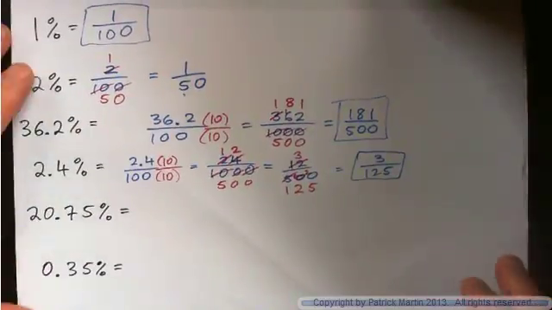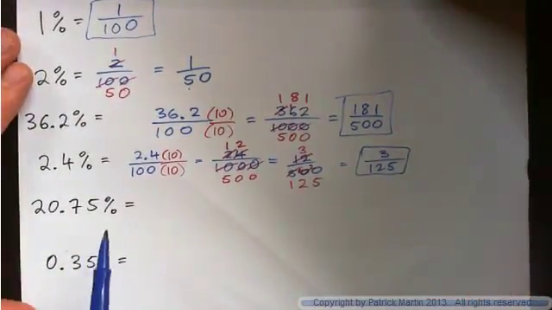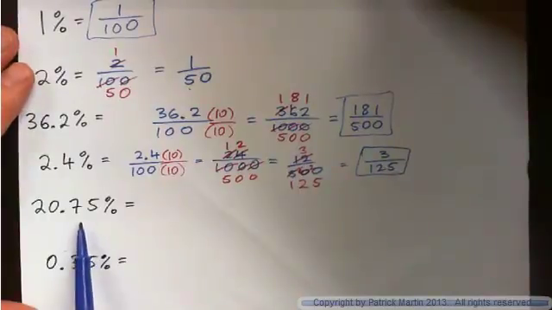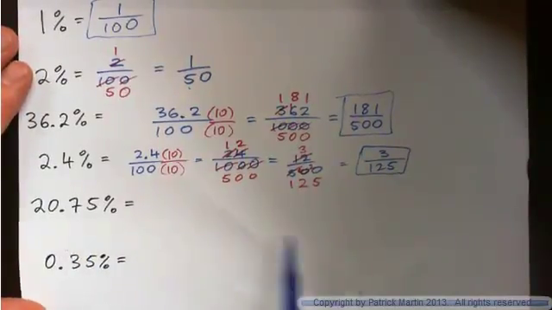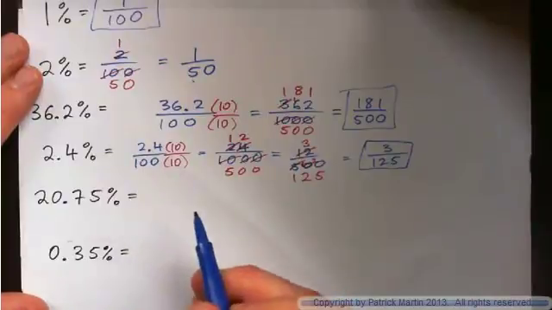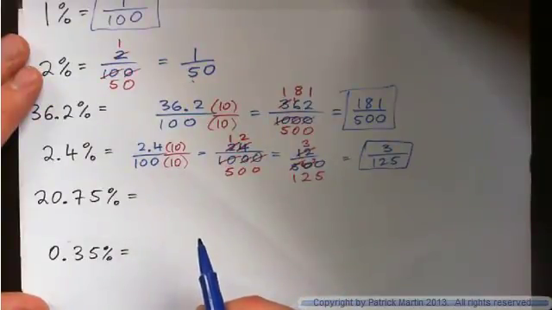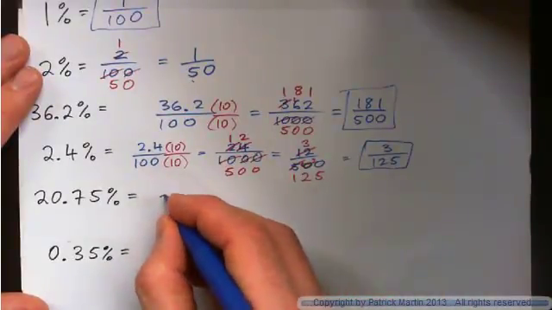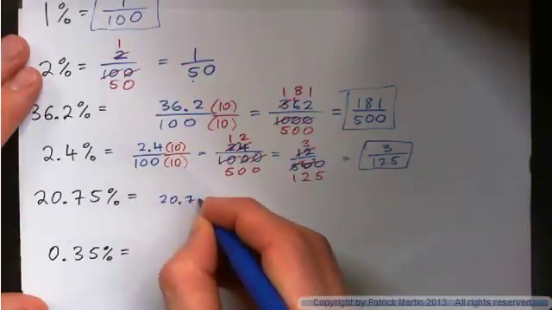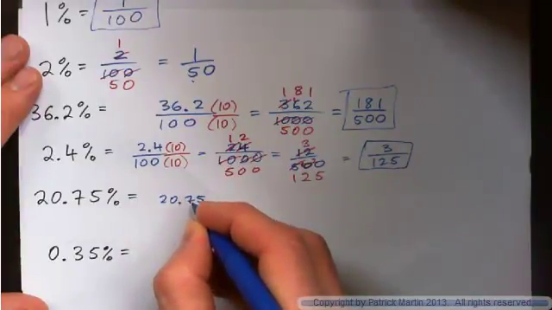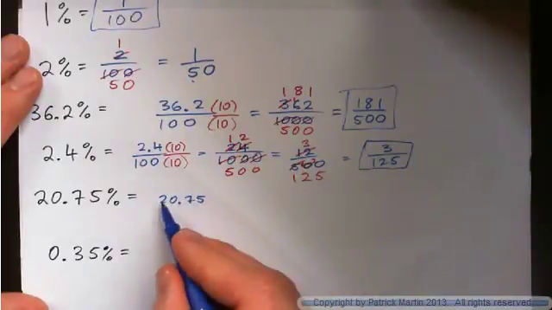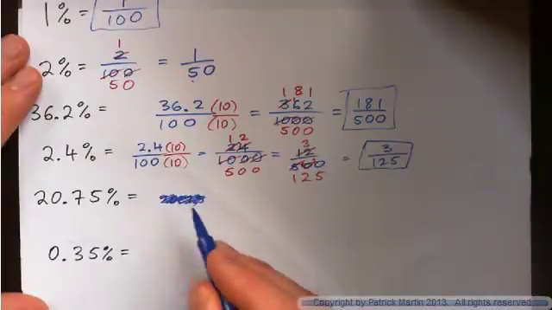Okay. 20.75%. Ooh, my goodness. Put that as a fraction in lowest terms. Well, first of all, it is 20.75. Oh, hold on a second. What am I doing? There's an easier way, isn't there?